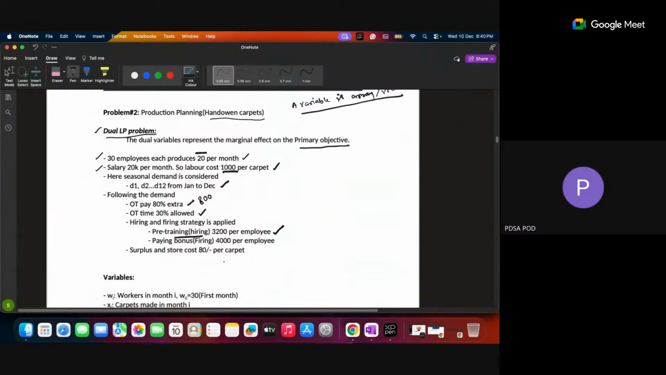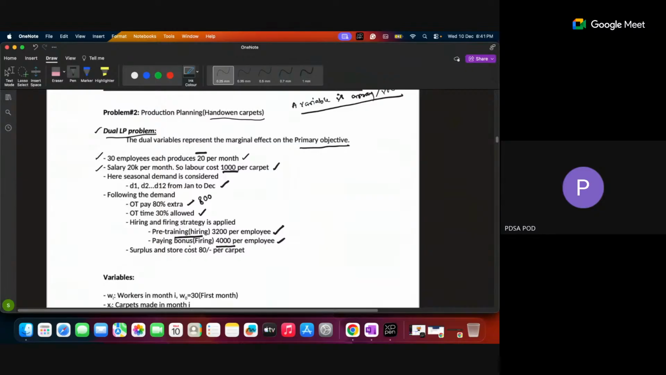Similar way, we try to lay off particular employees whenever demand is less. No demand, we try to fire the employee. When we fire the employee, we give some kind of bonus so they are not leaving empty handed. We are not forcing them to leave. So that one we are giving 4,000 rupees per employee.